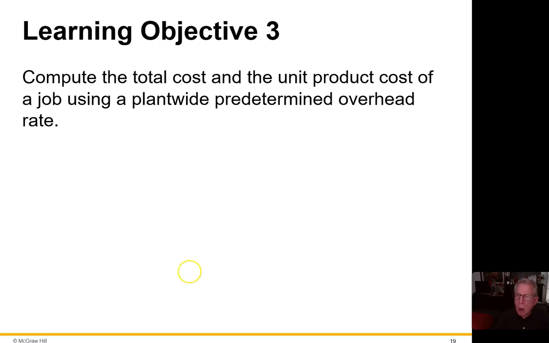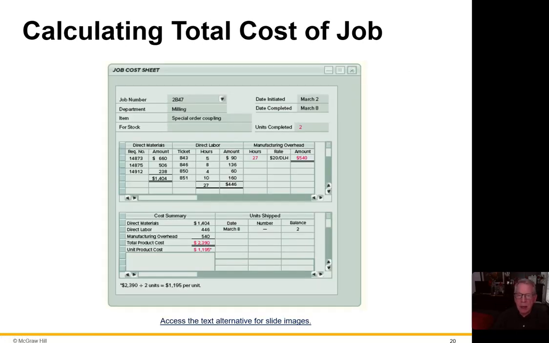All right, now we're going to take a look at computing the total cost and unit product cost of a job using the plant-wide predetermined overhead rate. And here is the total cost of the job here. And now we calculate the per unit cost, which we just did.